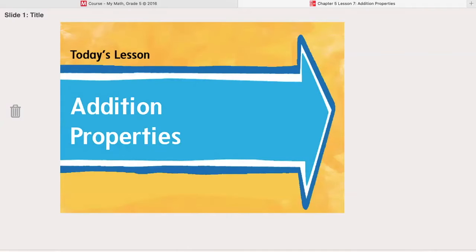Good morning, fifth grade. Today we are in Chapter 5, Lesson 7, Addition Properties. You can use properties of addition to find sums of whole numbers and decimals mentally. When there are no parentheses, add in order from left to right. Let's go to Math in My World.